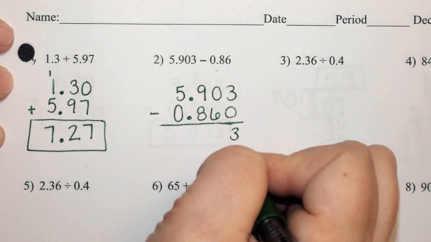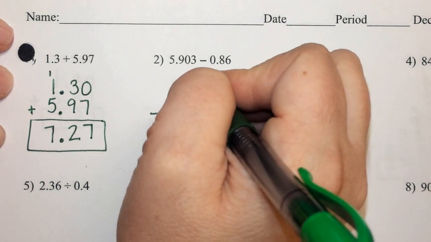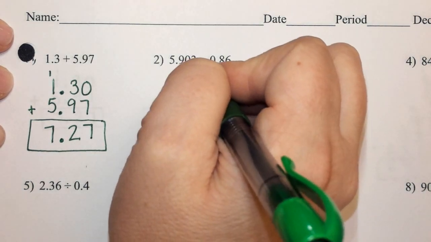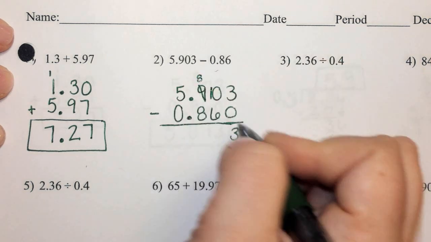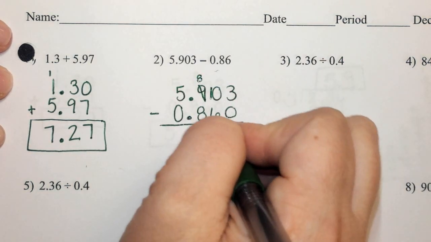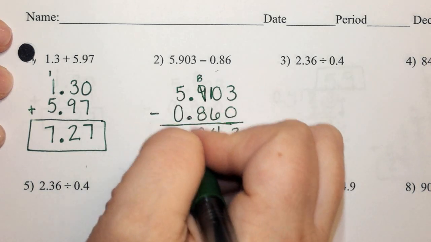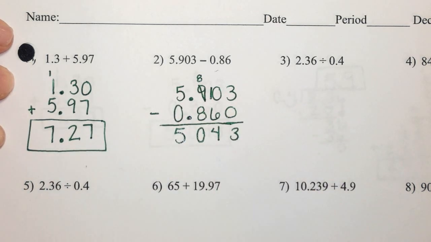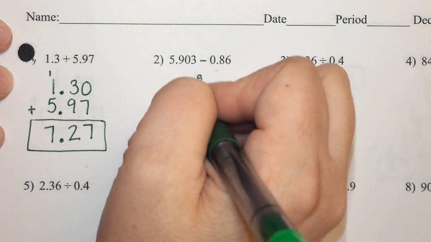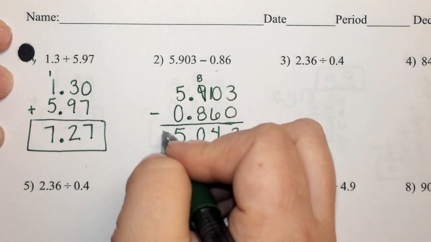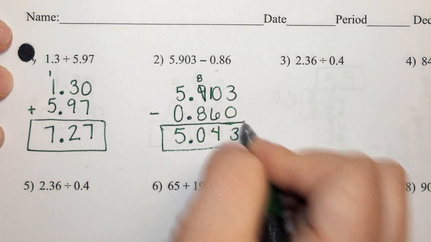3. 0 minus 6? Can't do it, so we're going to borrow. 9 becomes? 8. 0 becomes? 10. So now 10 minus 6 is? 4. 8 minus 8? 0. 5 minus 0? All right, what do I have to make sure I put? The decimal. Make sure your decimal is in a straight line. Bringing it straight down. All right, any questions on number 2?